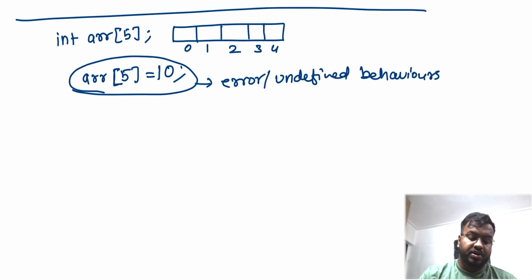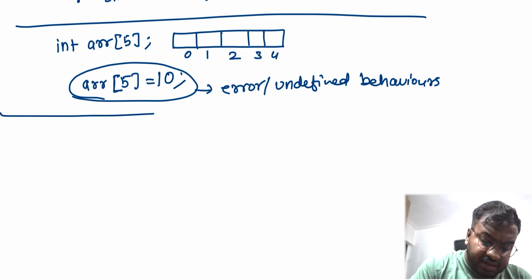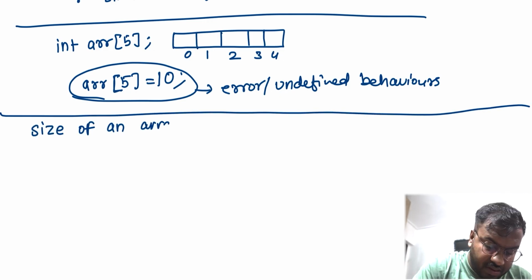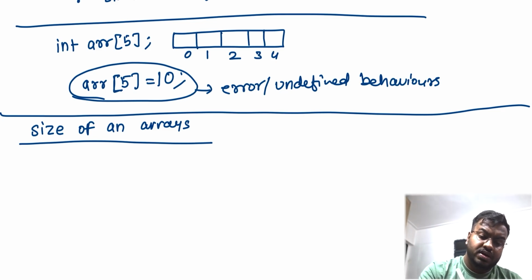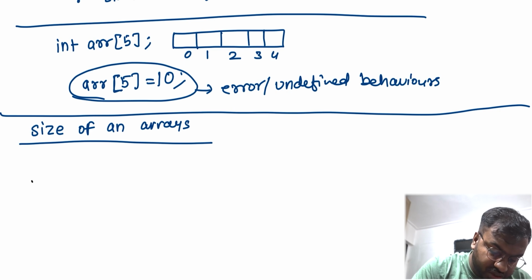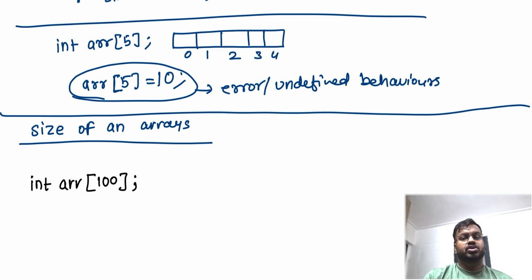Next, one important point, for example, how we can declare the size of an array. Now see, there are some ways in which you can define the size. First way is you can directly assign a constant value to the size. For example, int array of size 100. This is one of the safest ways to declare the size of an array. This is the standard and correct way to declare the size of an array.